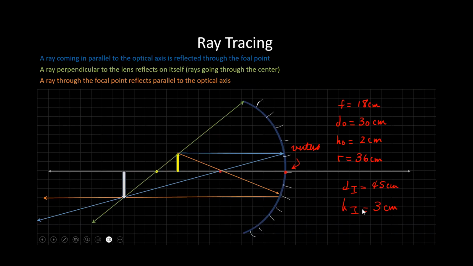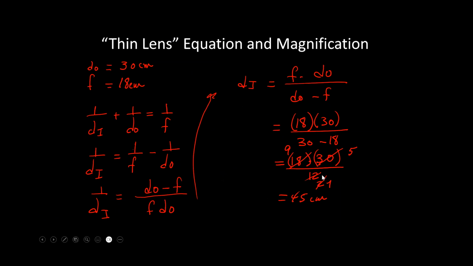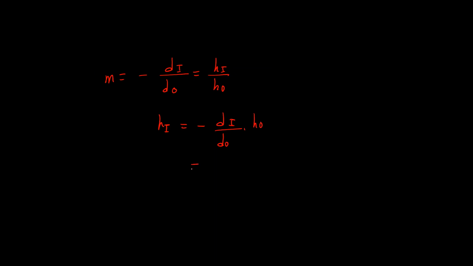Okay. Now let's look at the H sub I. So look at the magnification here. M is negative DI over DO, which is HI over HO. So I'm looking for H sub I, which is negative DI over DO times H sub O. So negative DI was 45, DO was 30, HO was 2. And HO is actually plus 2. That's correct.